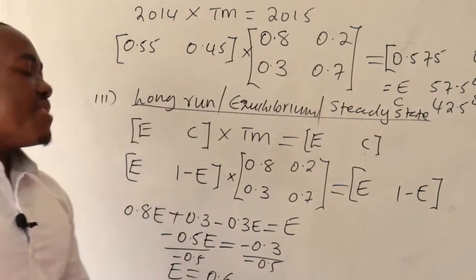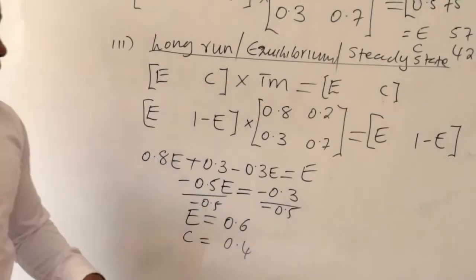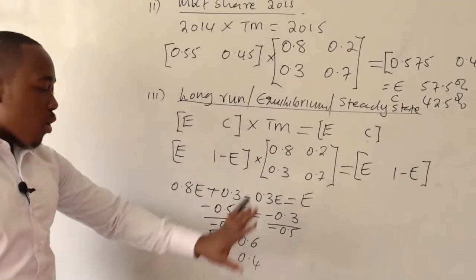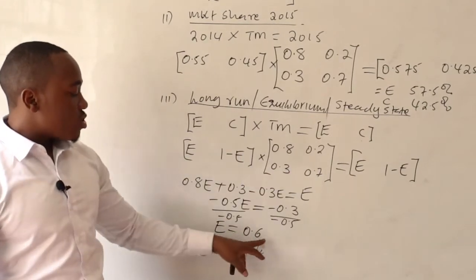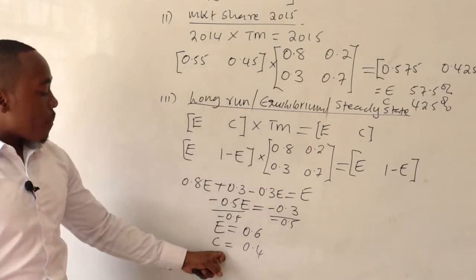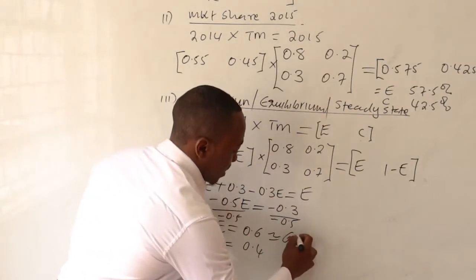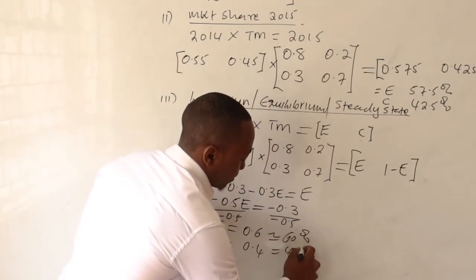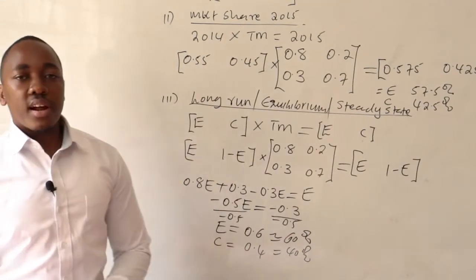So we are saying that if the transition matrix has no effect on the current state, in our long run, assuming everything remains constant, in the future, Exxon should be controlling 60% and the competitor will be controlling 40%. So this is 60% and this one is 40%. So that's how we get the long run.